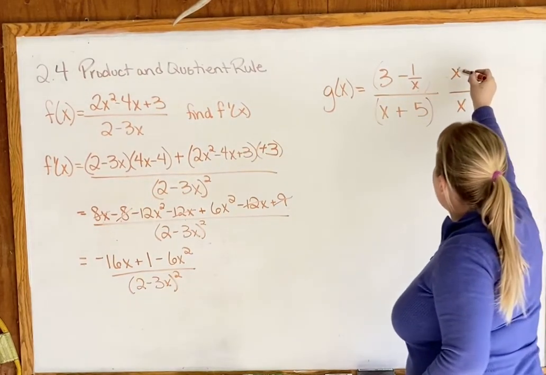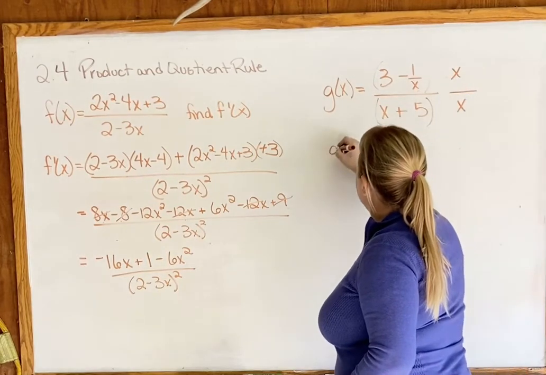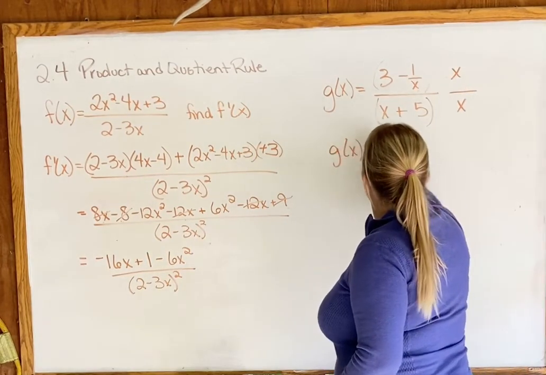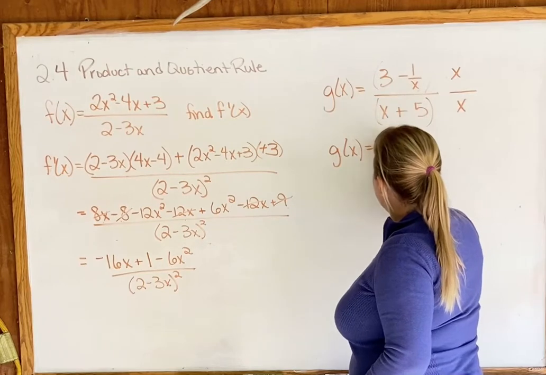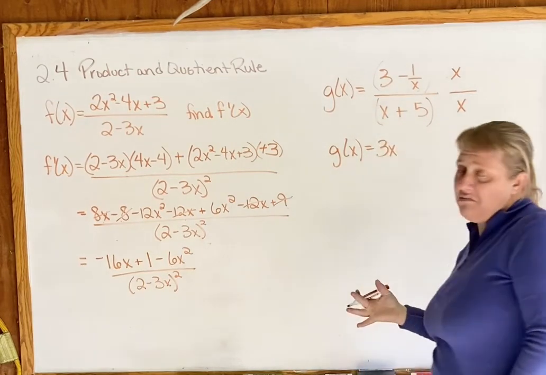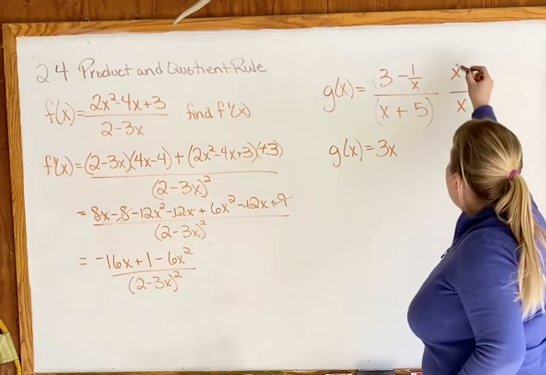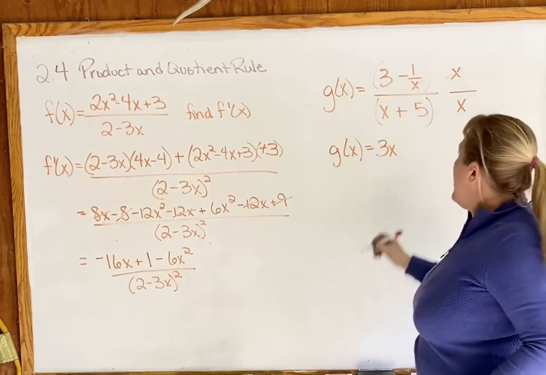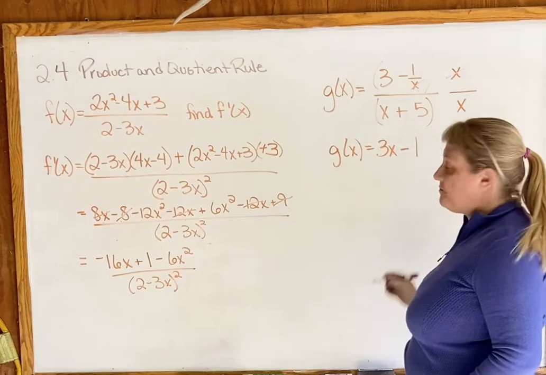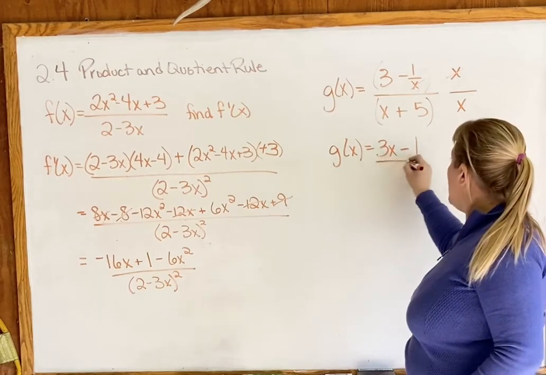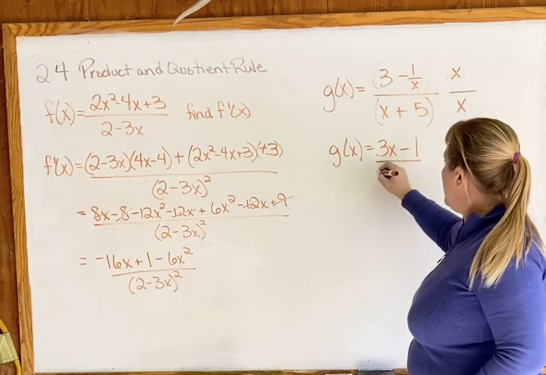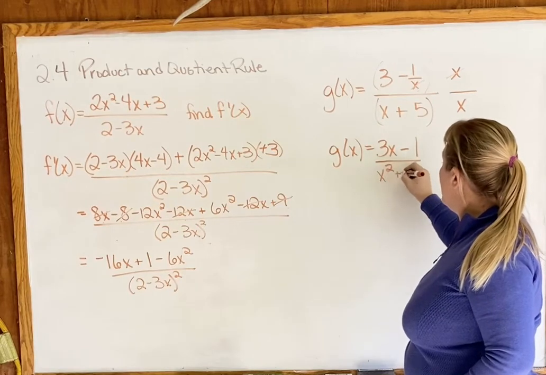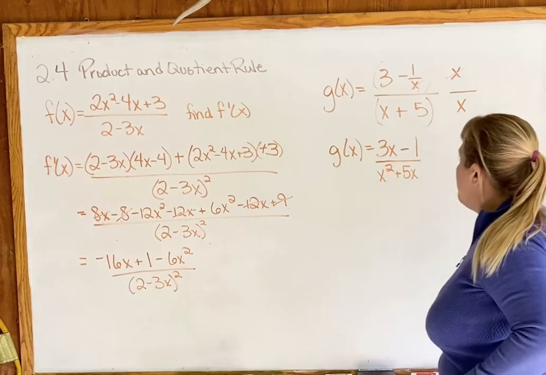Because look what happens when we distribute in. The x is going to come in, distribute to the 3, so we get 3x. Not horrible. But when the x comes in and distributes here, they're going to cancel, aren't they? And leave us just minus 1. Then on the bottom, the x is going to distribute in, and it's going to give us x squared plus 5x.